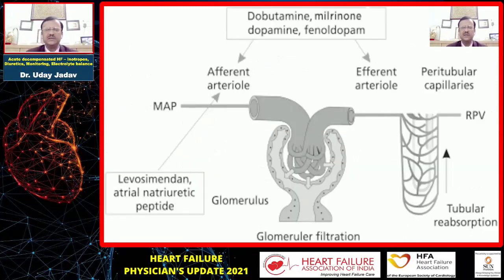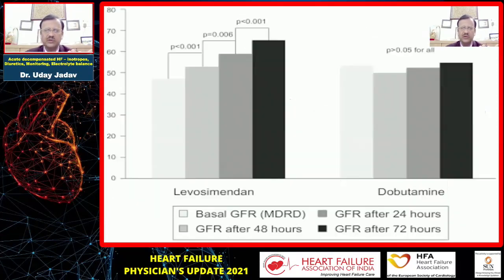Now, one of the reasons is, if you take dobutamine or dopamine or milrinone, they affect the afferent arteriole and the efferent arteriole, right? Levosimendan has an effect only on the afferent arteriole. It spares the efferent arteriole. Therefore, you are able to maintain the glomerular filtration. And even when the GFR falls, as we'll see, it works so very well in terms of maintaining the renal perfusion and having effective vasodilatation.